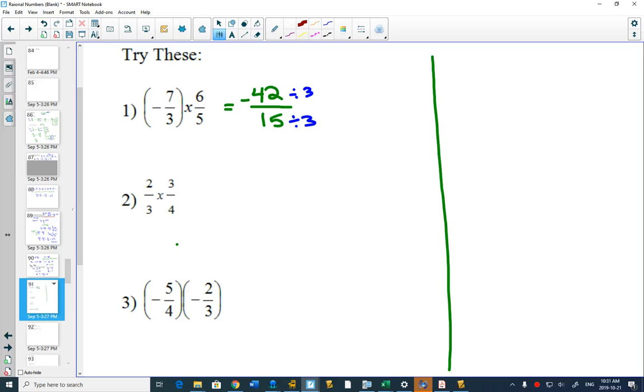So you go to your calculator and you try, can I divide them by 3? Can I divide them by 4? Can I divide them by 5? It works to divide them by 3, so you do that. And negative 42 divided by 3 is negative 14. 15 divided by 3 is 5. Or negative 2 and 4/5.